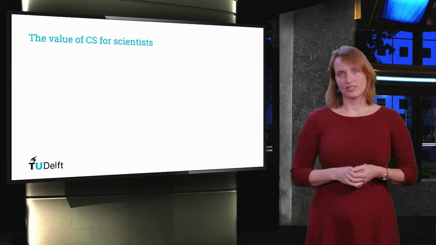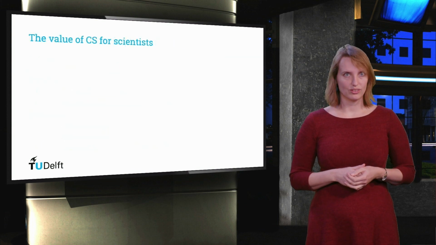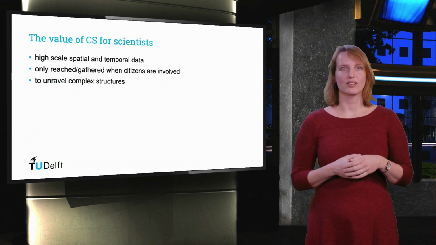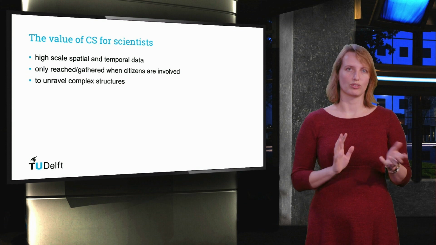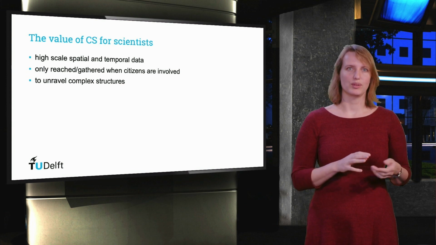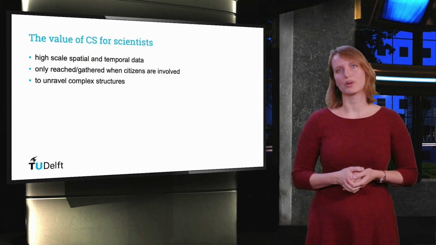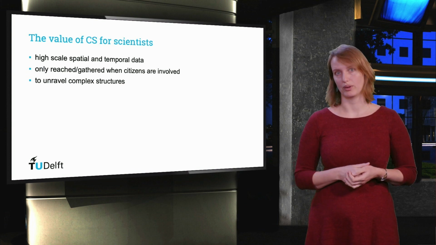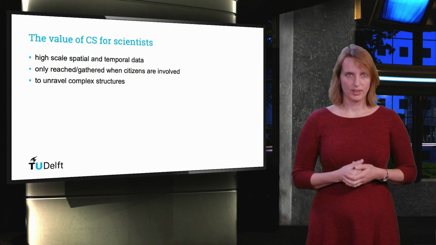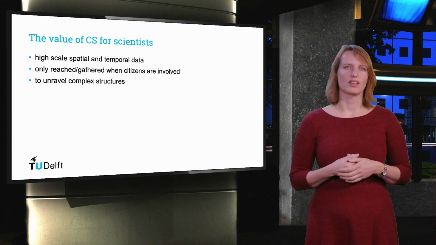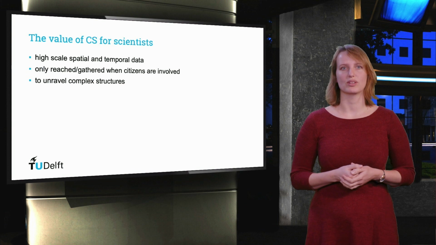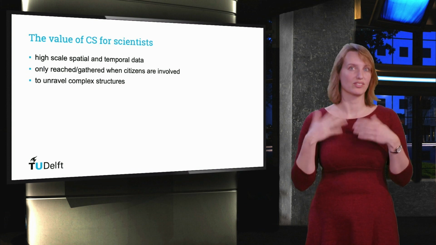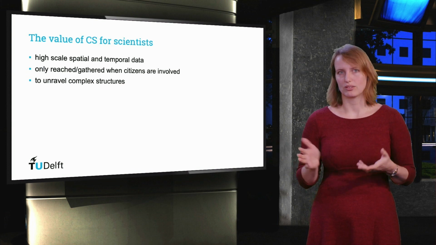The value of citizen science for a scientist, and thus the reason to implement it, can be numerous. The first 3 reasons are directly related to the data or research results. Citizen science can in numerous ways increase both the spatial and temporal scale of data collection or processing. Also, sometimes you need information that can only be reached or gathered when citizens are involved, like, for example, what happens on private territory, like people's gardens.